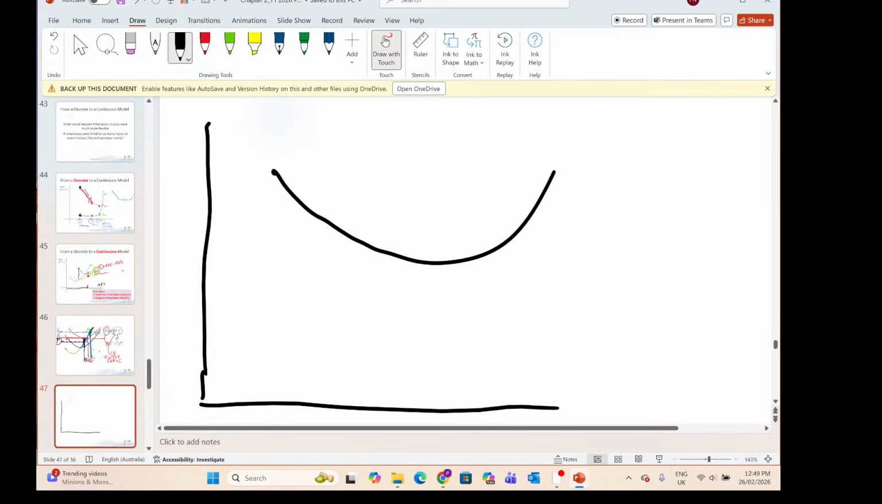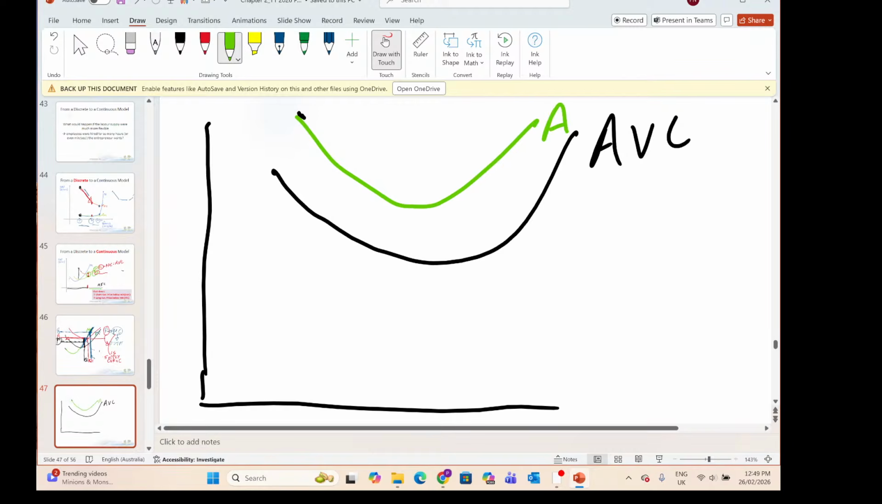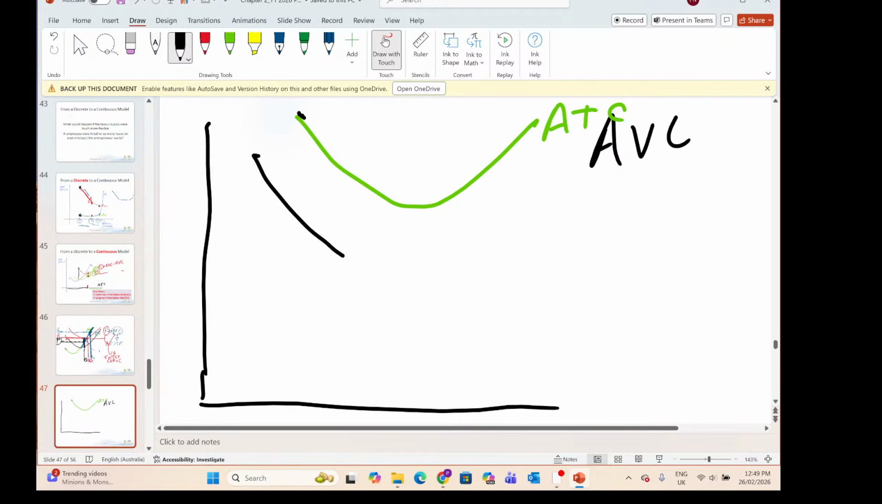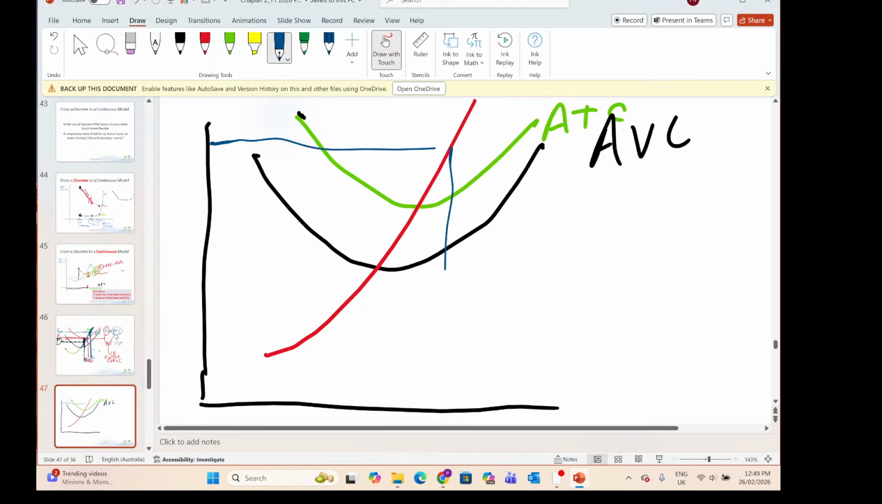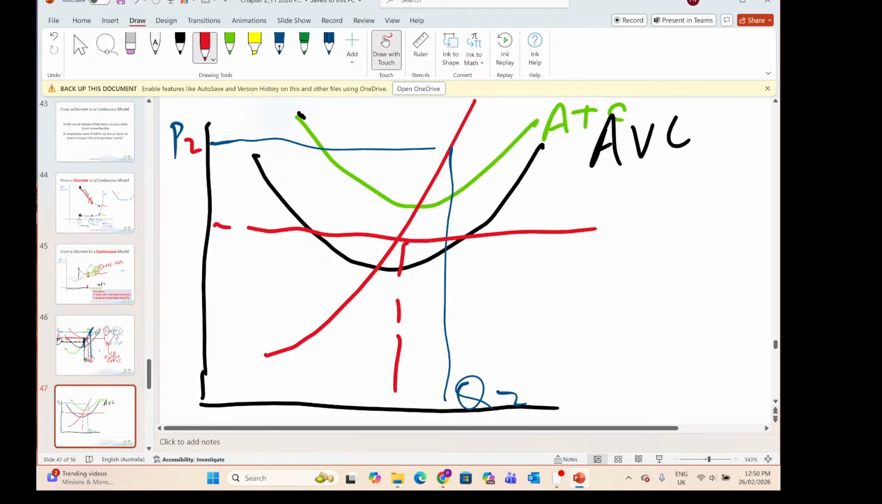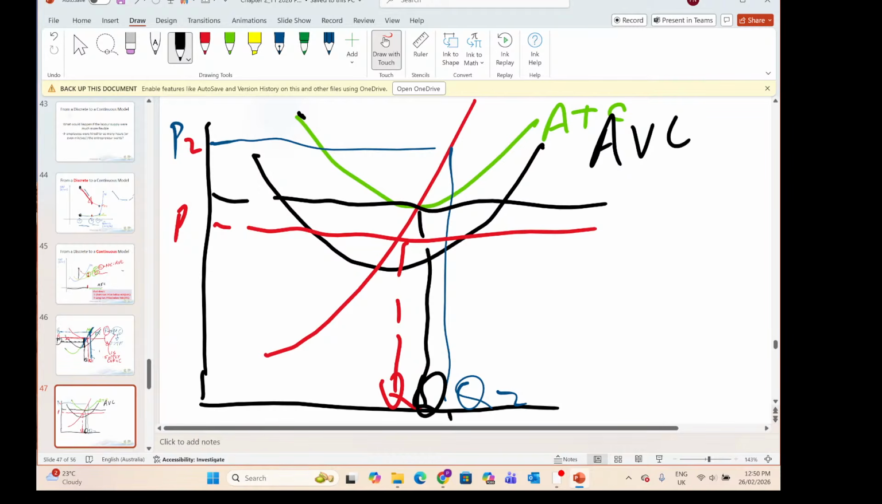And we have our average variable cost. We have our average total cost. I'm just going to draw the average variable cost curve a little bit differently. Average variable cost, we have our marginal cost. We saw that at P2, Q2. We saw at P2. At P, we have Q. We could call this P1, Q1.